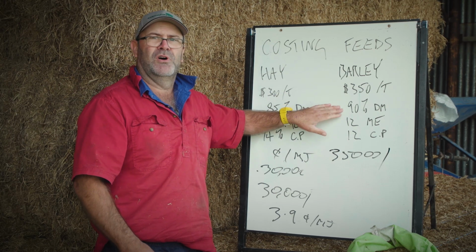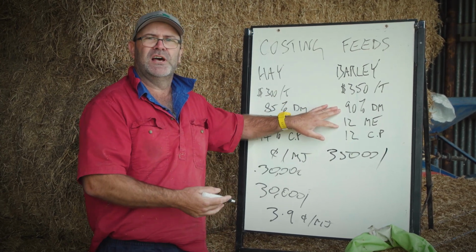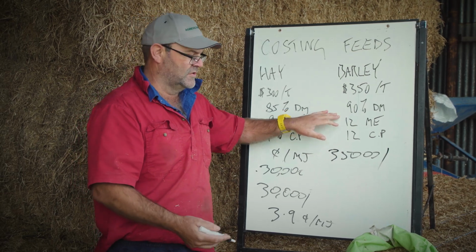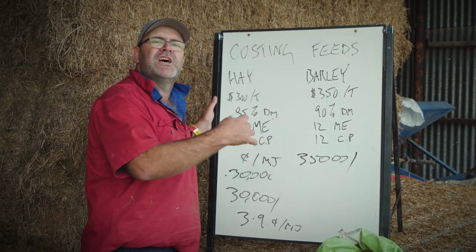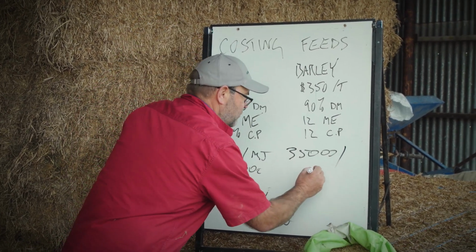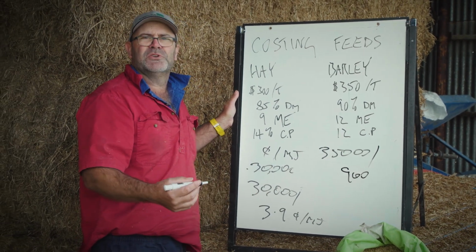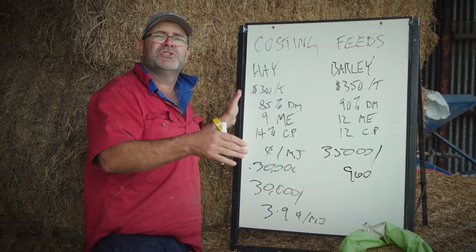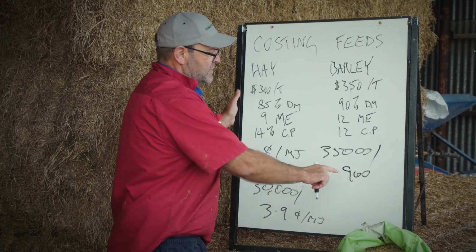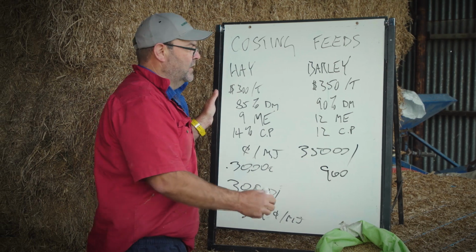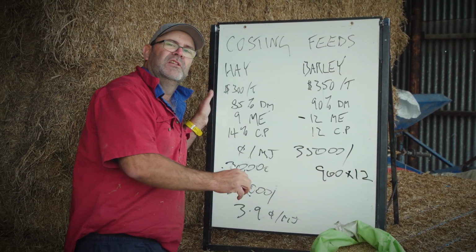So 90% dry matter, and we only know this because we've feed tested it, so we're not guessing what the values are. We actually know these are the values for the grains that we're comparing. So for every tonne of feed that we purchase, we get 900 kilos of dry matter. Again, we're just going through this process to calculate exactly how many units of energy we're buying for every tonne of feed that we get.